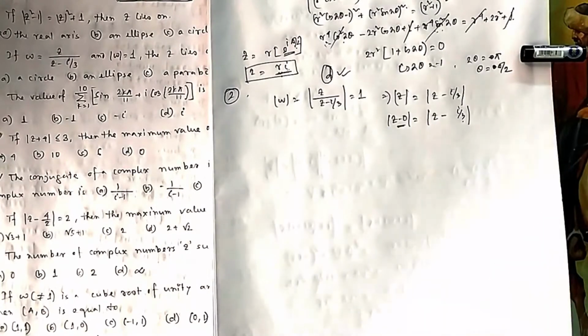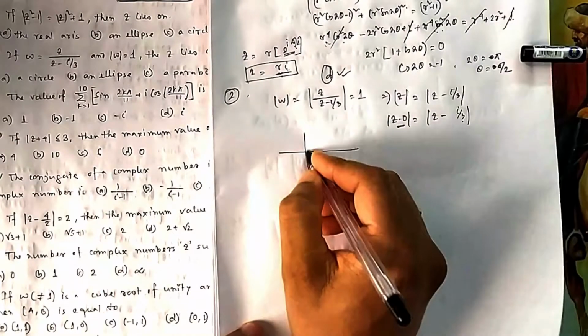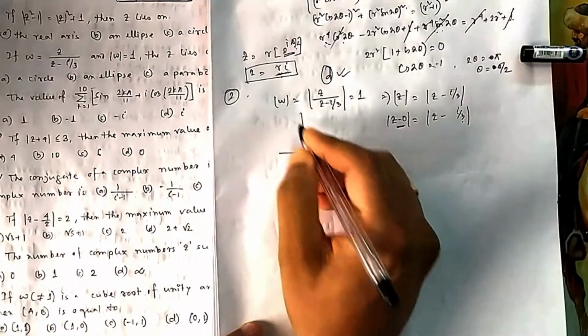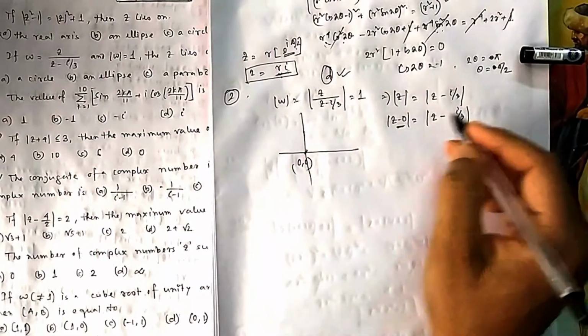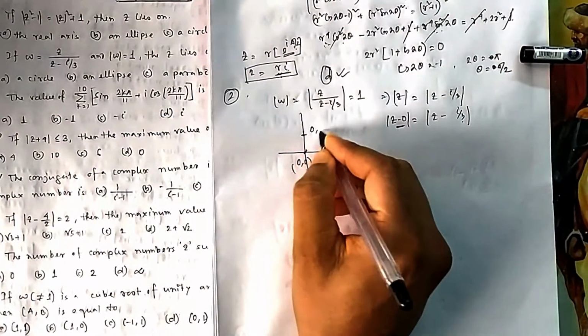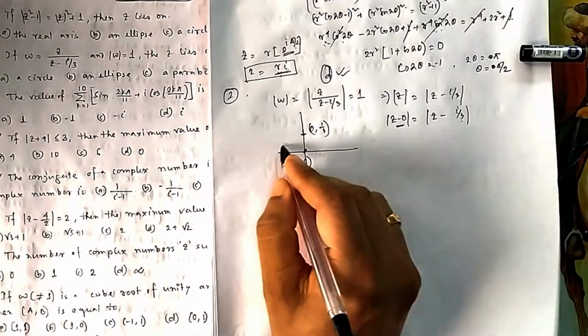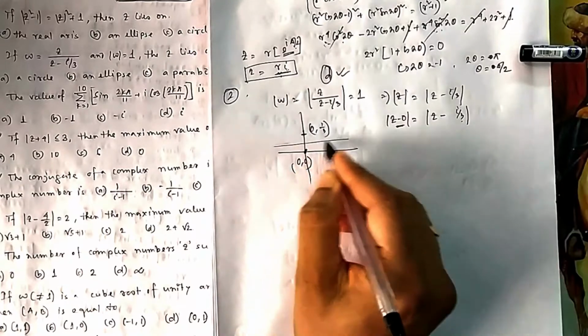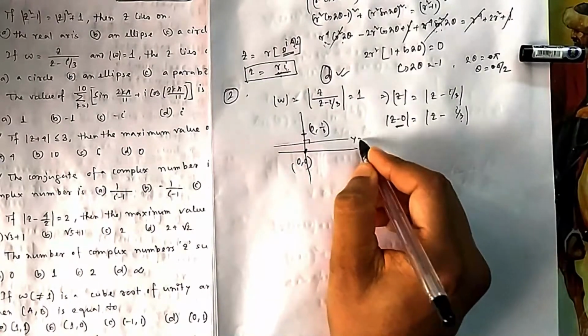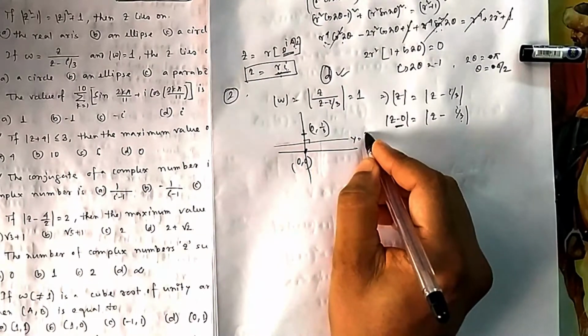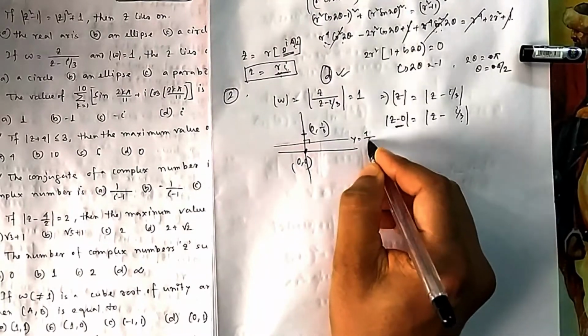So the points are here, one is 0, 0, and the other point is z1. What is i by 3? i by 3 is 0, 1 by 3. So the perpendicular bisector of these 2 points, obviously this one will be the line. That is y equal to half of this one, 1 by 6.